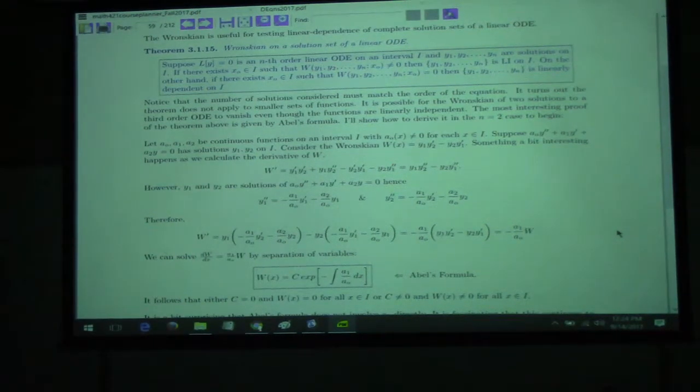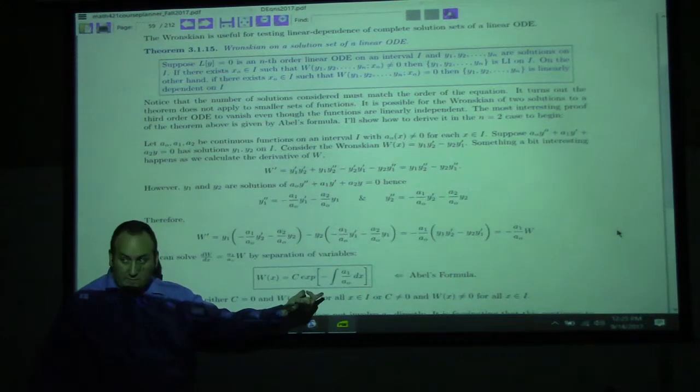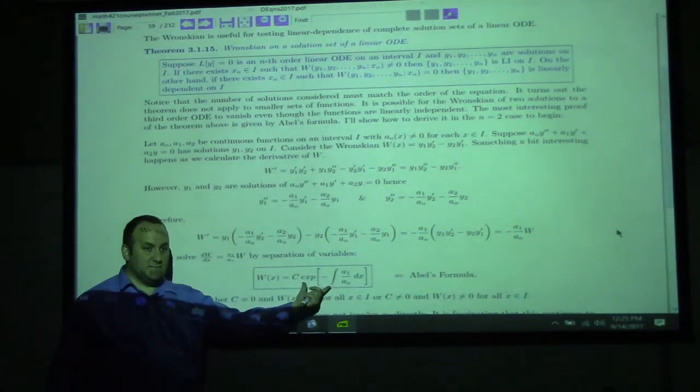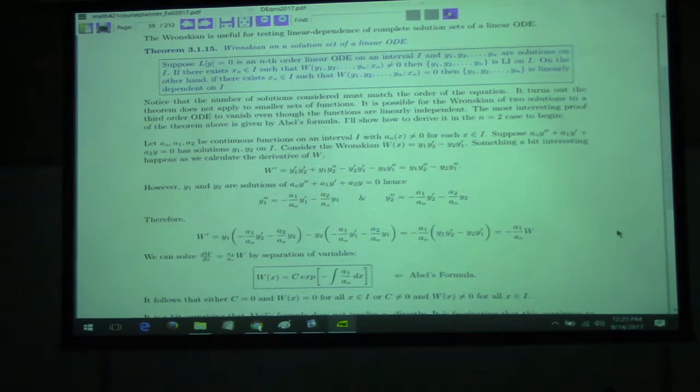This formula is beautiful. It's either 0 everywhere, or it's non-zero everywhere. It can't be 0 someplace and not 0 other places, right? Because this constant, if the constant's 0, the Wronskian's everywhere 0. If this constant is non-zero, the Wronskian's everywhere non-zero. So you either have linear independence or linear dependence, in fact.